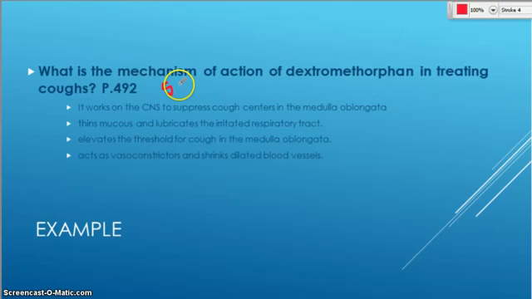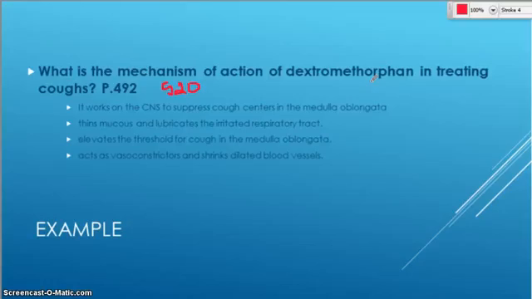So page 520 is where you will find information about the mechanism of action for dextromethorphan in treating coughs. There is a table there, and it talks about the two different types of coughs, productive and non-productive. And what you're going to want to do is make sure that you're really familiar with these tables as you get ready to take the test. So for instance, dextromethorphan is found on this particular table, and then it tells you about its mechanism of action about halfway down the table.